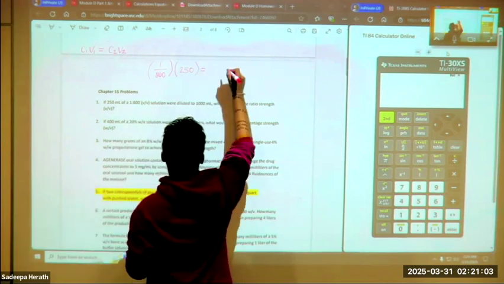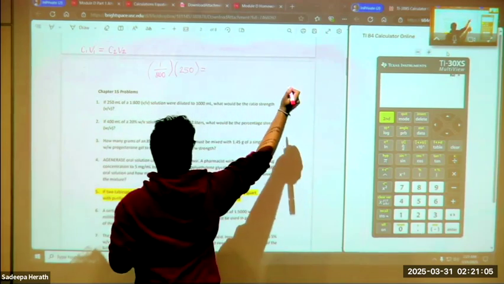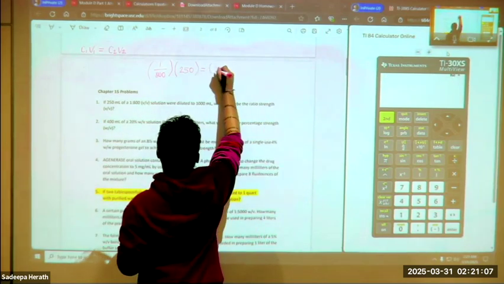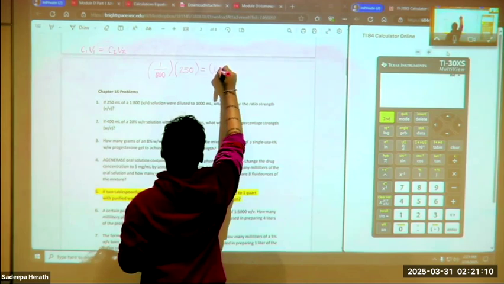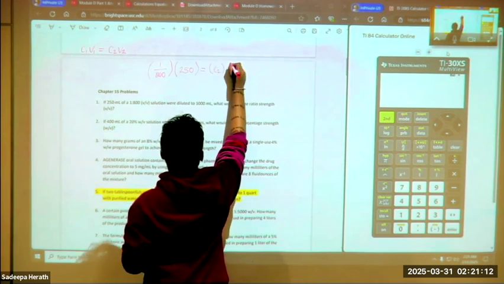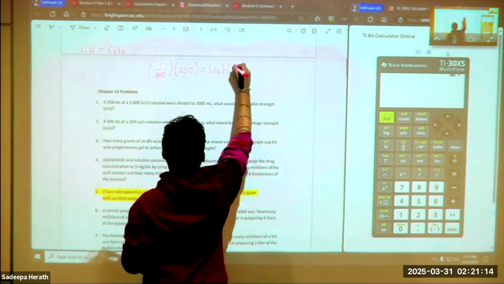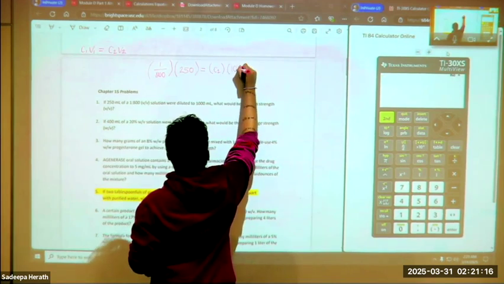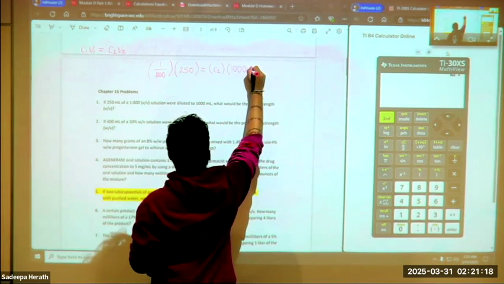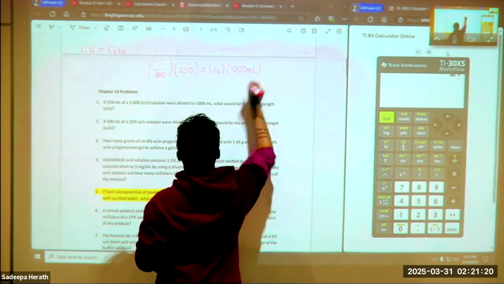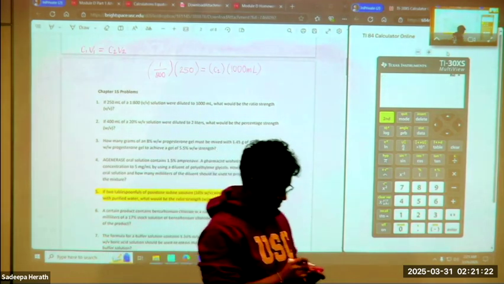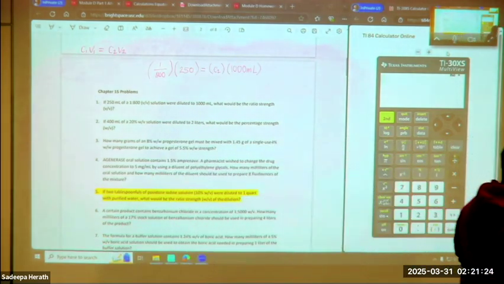That should equal some sort of concentration times a 1 liter solution. Okay, it's a pretty simple setup, right?